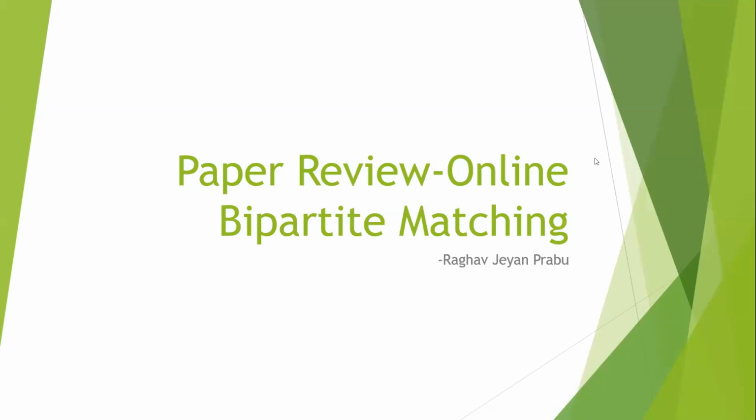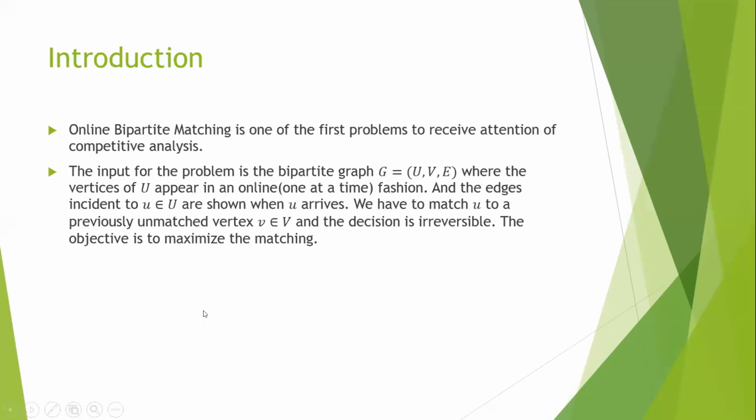Good afternoon, everyone. Today I'm going to talk about online bipartite matching. Introduction. Online bipartite matching is one of the first problems to receive the attention of competitive analysis. The input for the problem is the bipartite graph G with sets U and V and edges E, where the vertices of U appear in an online fashion. That is, they appear one at a time, and the edges incident to the vertex U are shown when the vertex arrives. So we have to match U to a previously unmatched vertex V, and the decision is irreversible. The objective here is to maximize the matching.